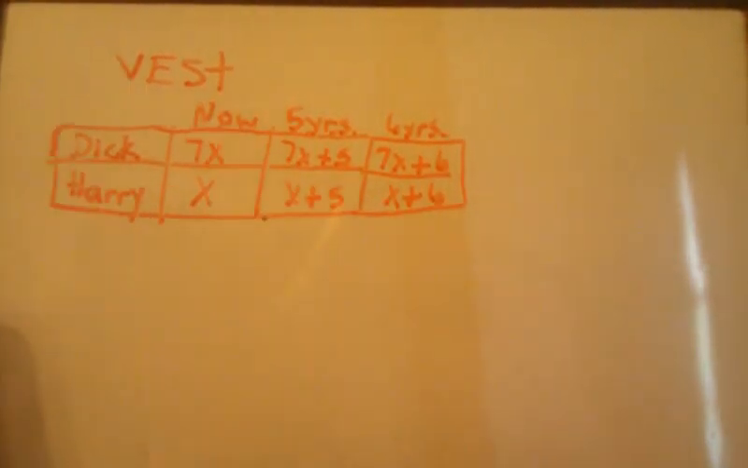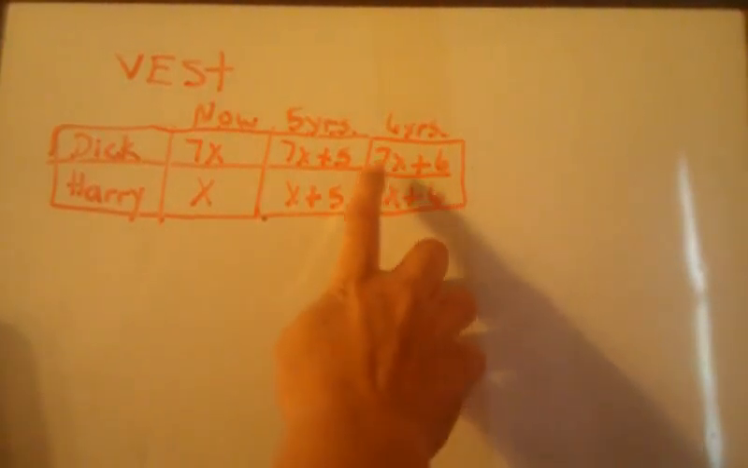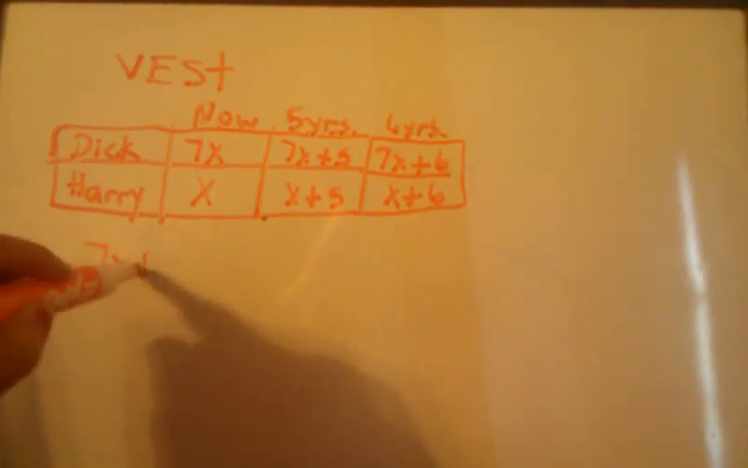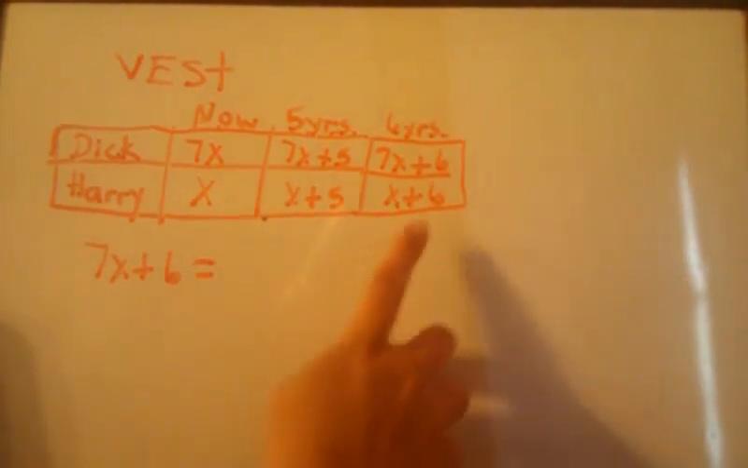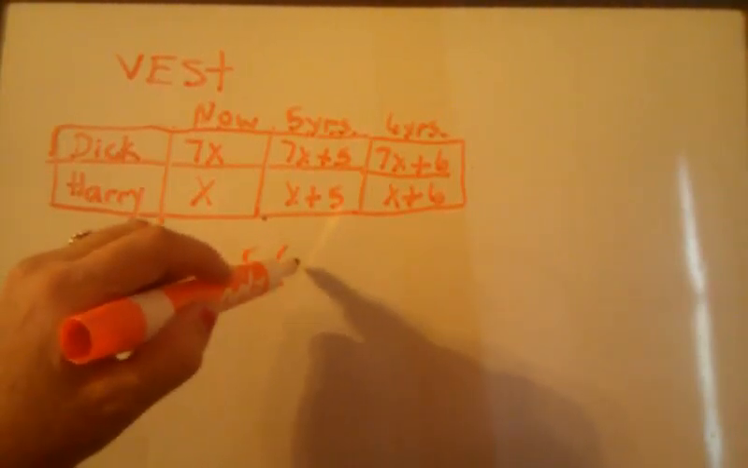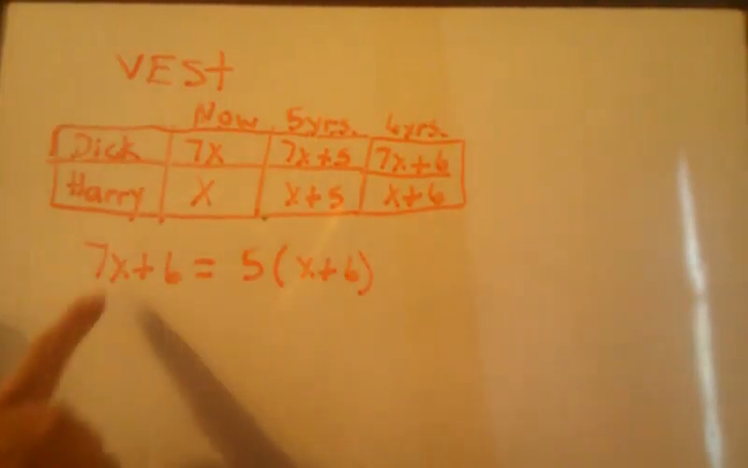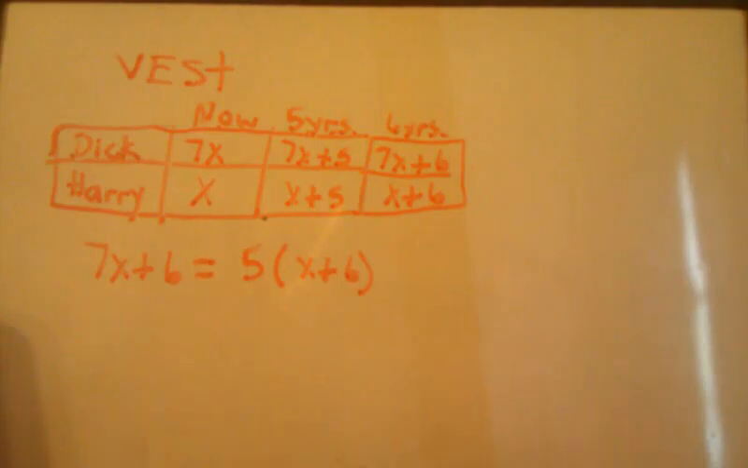Now, I need the equation. In 6 years, Dick will be 5 times as old as Harry. Okay, Dick, where's Dick? In, what did it say, 6 years? In 6 years, Dick is 7X plus 6. So Dick, 7X plus 6, is equal to 5 times as old as Harry. So 5 times that, right? Harry will be X plus 6, right? So Dick will be 5 times as old as Harry.